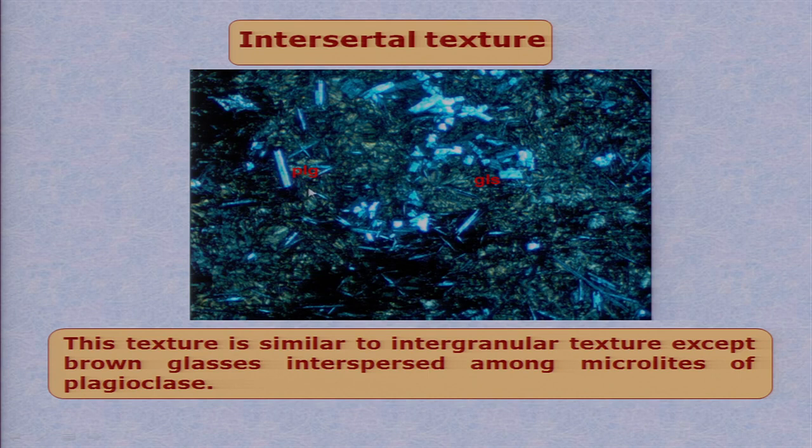Intersertal texture is because of the disposition of the minerals. These are the crystalline minerals, disposed in a glassy matrix, and the space left after the disposition of the minerals is occupied by black colored glass. This kind of texture is known as intersertal texture. This texture is similar to intergranular texture, except brown glass is interspersed among microlites of the plagioclase. This is called intersertal texture.